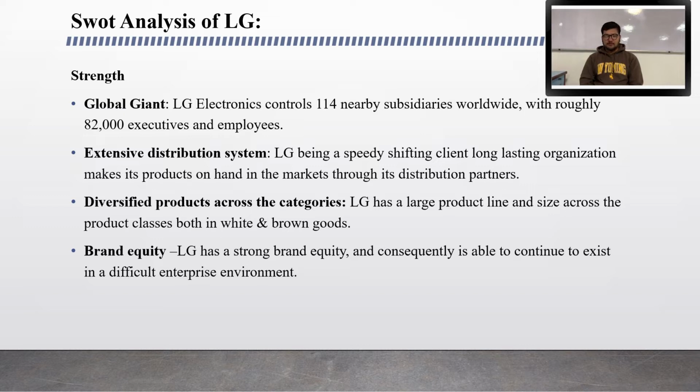Extensive distribution system. LG, being a speedy, shifting client, long-lasting organization, makes its products available in the markets through its distribution partners. Because of its pull strategy, LG observes a very speedy inventory rotation, however also has to use dumping of stocks to the channel partners. Extensive distribution system is further classified into two groups: the diversified products across the categories. LG has a large product line and size across the product classes, both in white and brown goods.